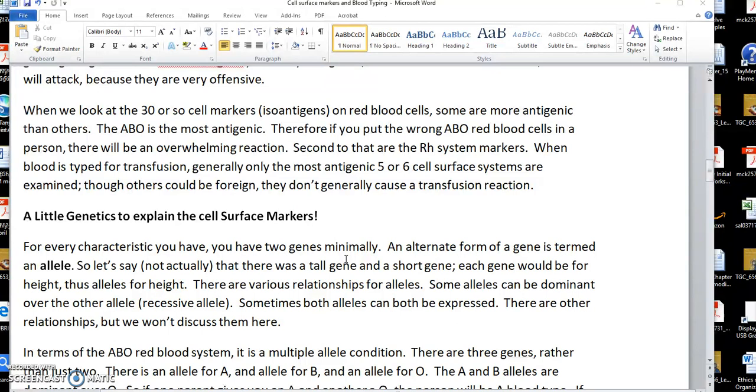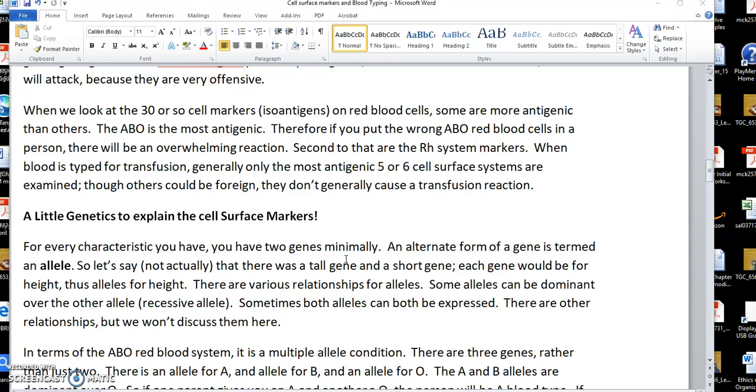Okay? So when we look at the ABO blood system, it's what we call a multiple allele system, in that there are more than 2 alleles for the trait. There's an allele for A, there's an allele for B, and there's an allele for O. So it becomes a multiple allele situation. When we look at the relationship between alleles, in some cases you can have what we call a dominant to recessive relationship or codominance. Now there are other relationships besides that, but that's not important for this particular subject.